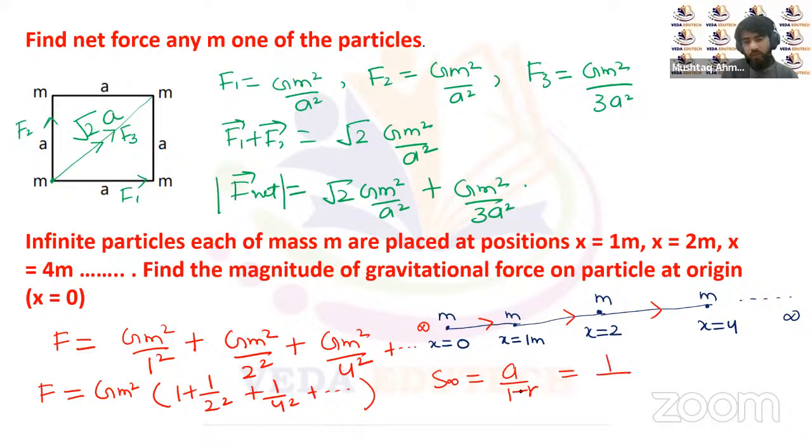And the common ratio here will be 1 upon 4. So that's 1 minus 1 upon 4, which will be equal to 4 upon 3. So the net force on this particle will be equal to 4 Gm square upon 3. So this will be the net force on the particle because of this infinite distribution.